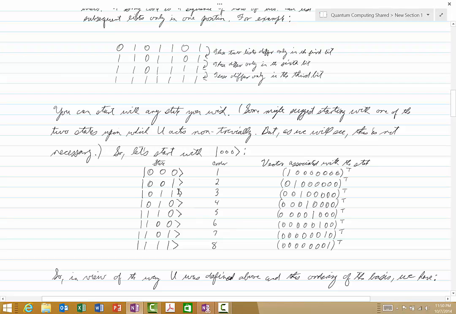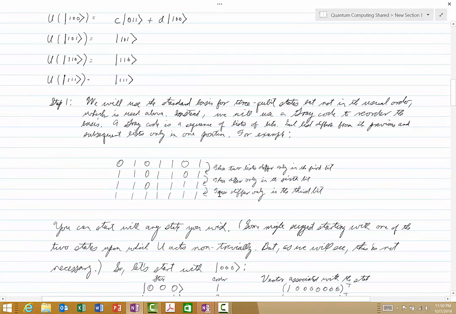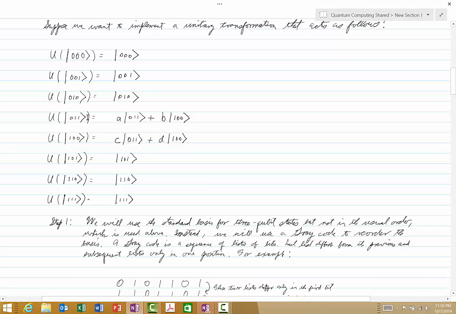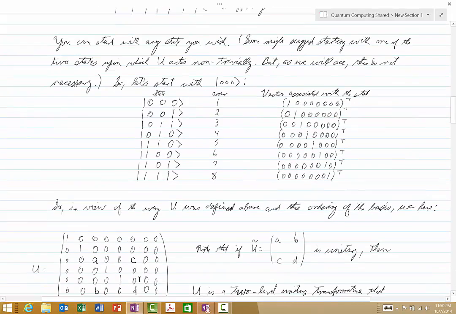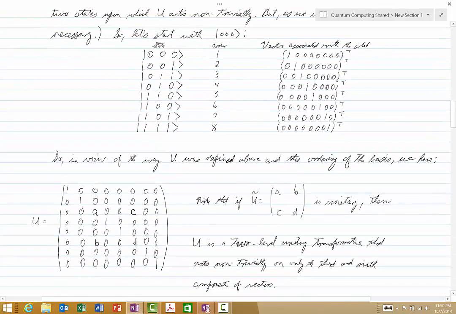So 0 1 1, which is the third vector, is getting mapped to A times 0 1 1, so that's A times the third vector, plus B times 1 0 0, which is the sixth vector. So we have A times the third vector plus B times the sixth vector. So we come over here to the third column of U, and it will have an A in the third row and a B in the sixth row.